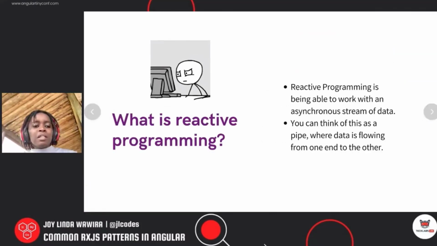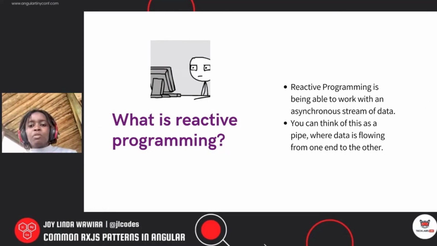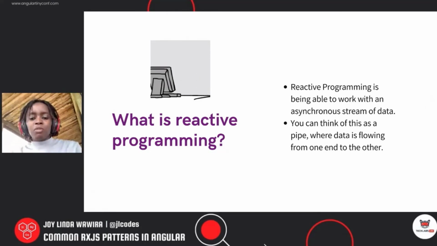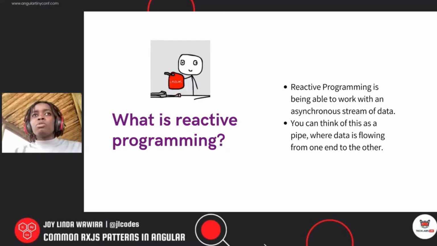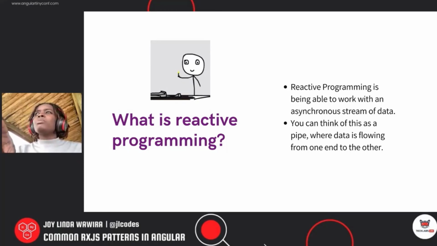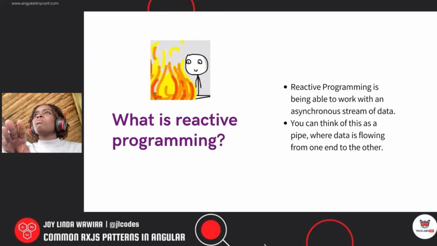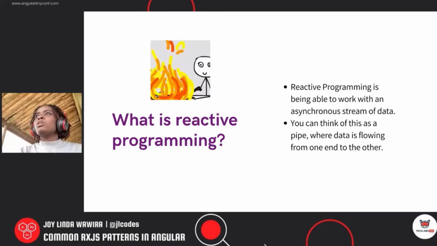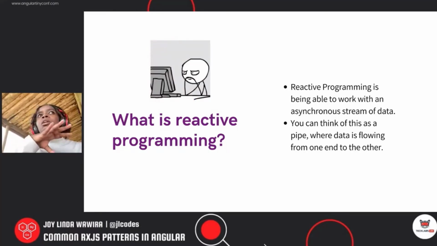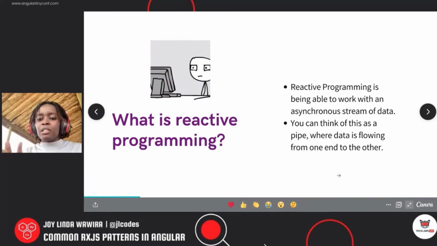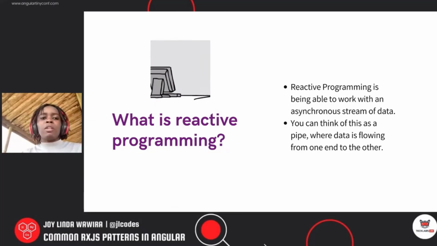So we start by understanding what is reactive programming. Reactive programming is being able to work with an asynchronous stream of data. What asynchronous basically means is it's a programming paradigm where you don't have to wait; you can do multiple operations at once. You really don't have to wait for one operation to complete for you to do the other. So basically, you're manipulating many streams of data at the same time. You can think of it as data flowing from one end to the other, right?